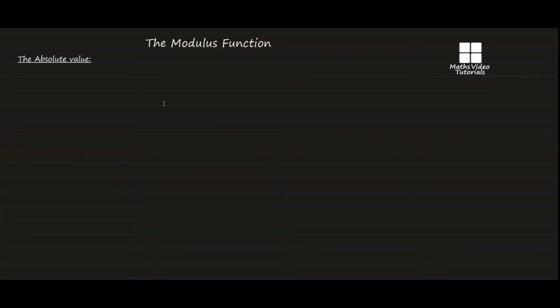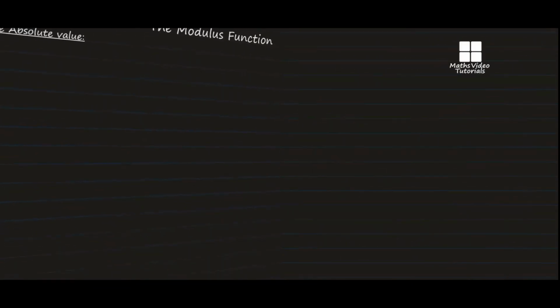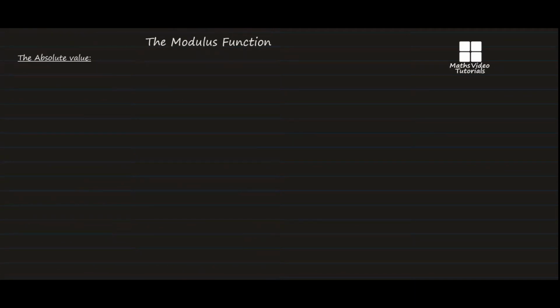In this tutorial we will be taking a look at the modulus function, and we're going to start by taking a look at the absolute value. A good example to illustrate an absolute value is to take the example of a vector. When we calculate the magnitude of a vector, we use absolute value.